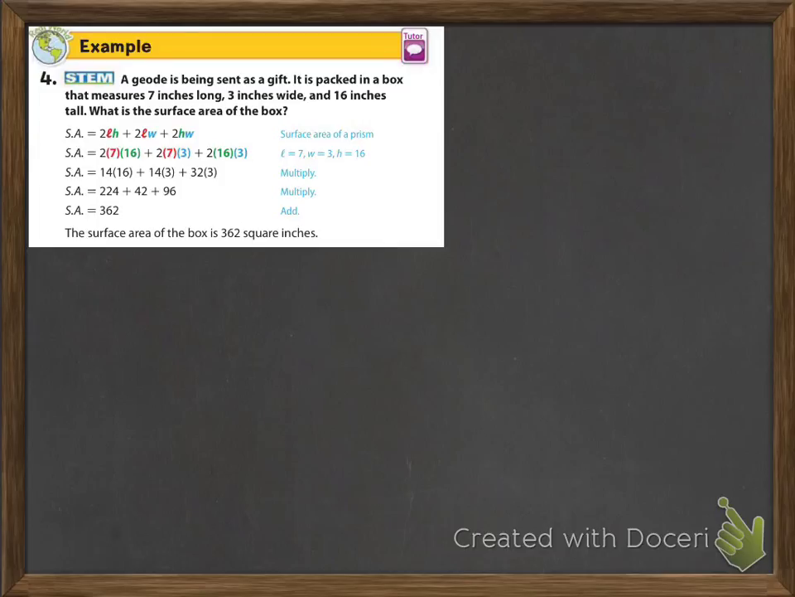So the first thing that you needed to do was pull out the dimensions. So we want to make sure that we label and pull out the dimensions. So it says 7 inches long, so the length equals 7, and we can even write inches. And then it says 3 inches wide, so we need to write width equals 3 inches. And then the height, it says 16 inches tall, so that's another word for height. 16 inches goes right here. All right, and then it says, what is the surface area of the box?